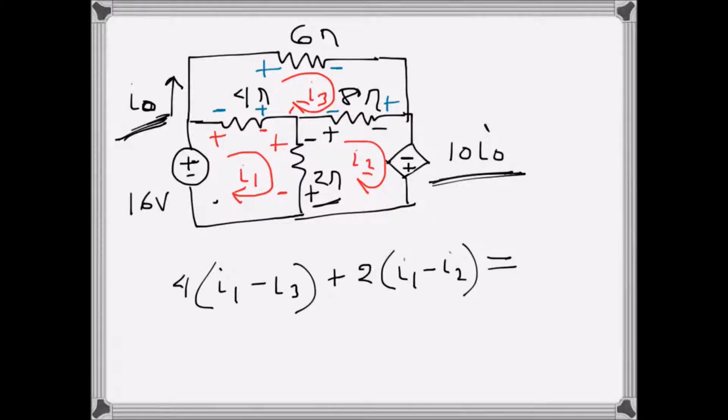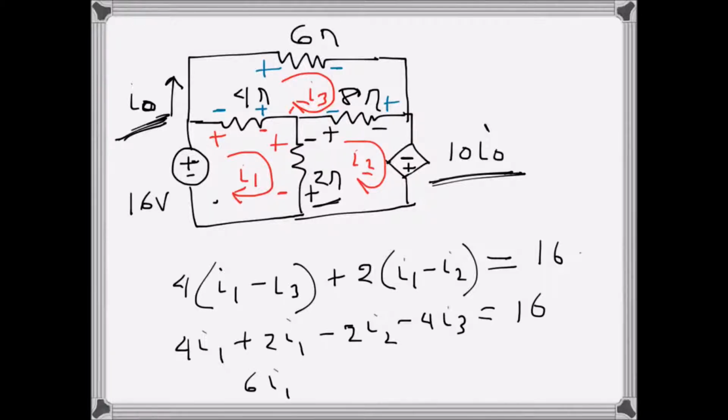And on the right hand side the voltage rise, which is 16. So basically this is 4I1 plus 2I1 minus 2I2 minus 4I3, that's 16. So 6I1 minus 2I2 minus 4I3 is equal to 16. That is equation 1. Now I want to make an observation here, and we will be able to write this equation directly if we follow that method.